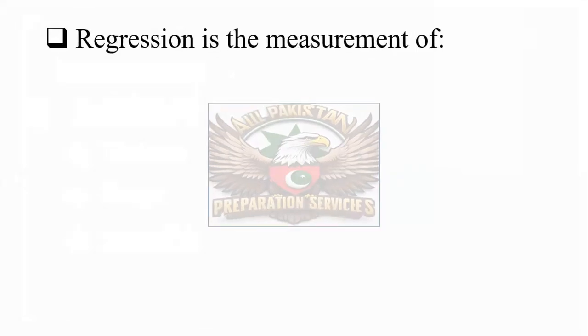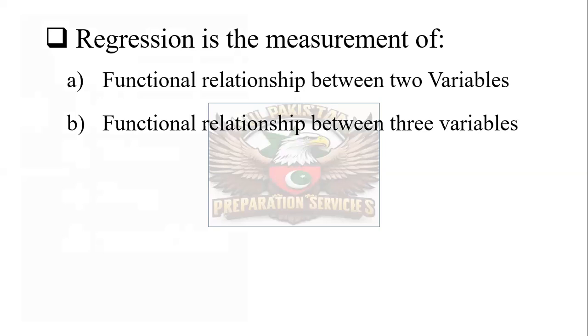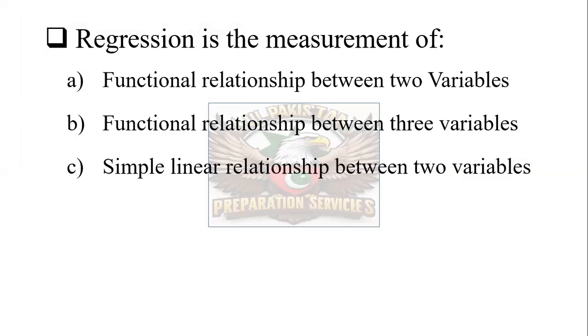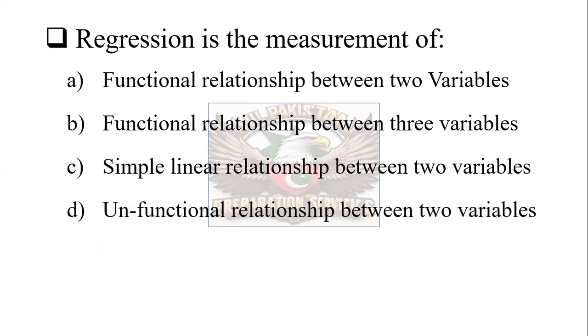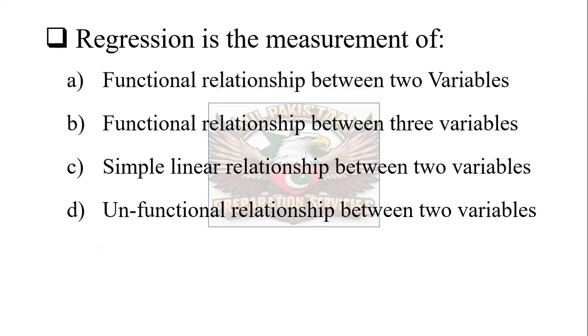Regression is the measurement of functional relationship between two variables, functional relationship between three variables, simple linear relationship between two variables, or non-functional relationship between two variables. And the correct one is functional relationship between two variables. Regression is the measurement of functional relationship between two variables.